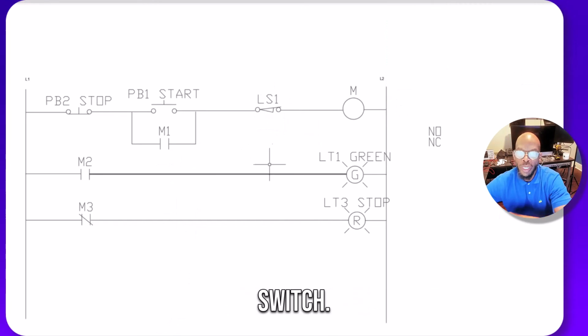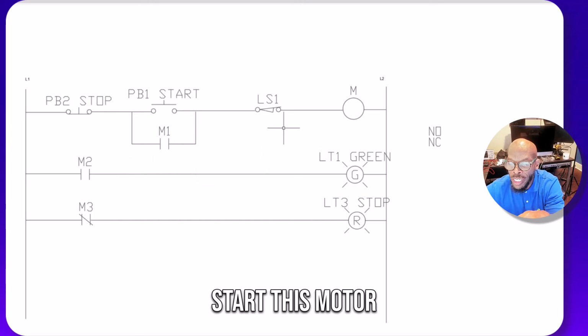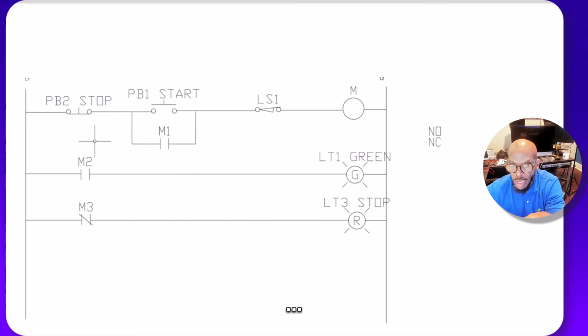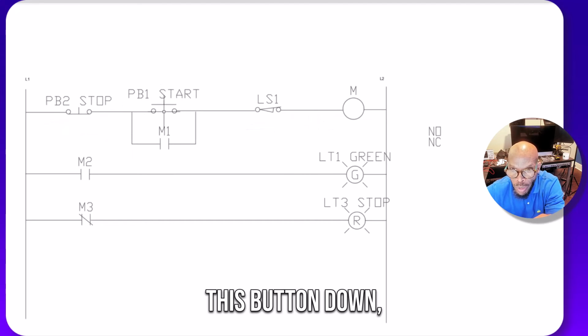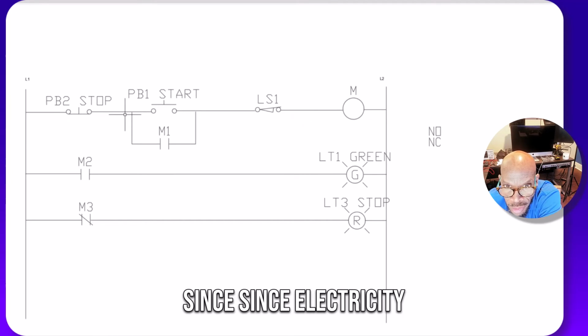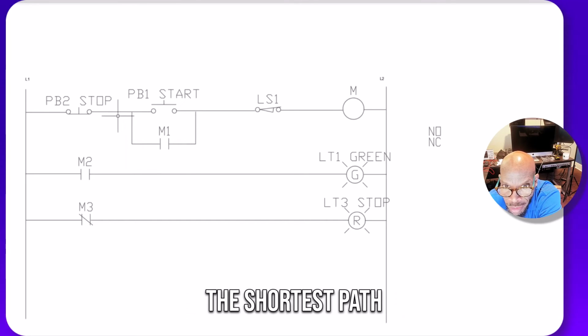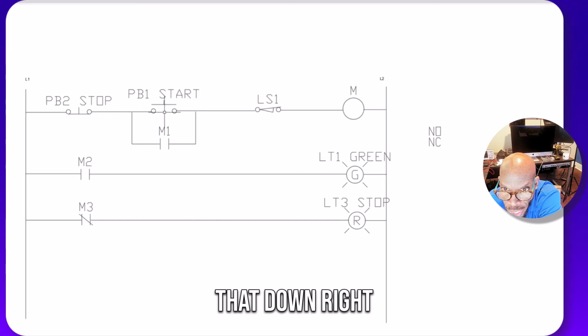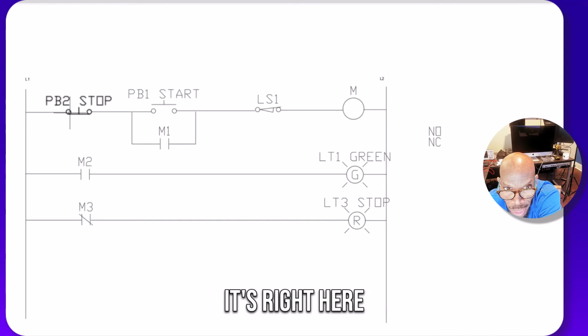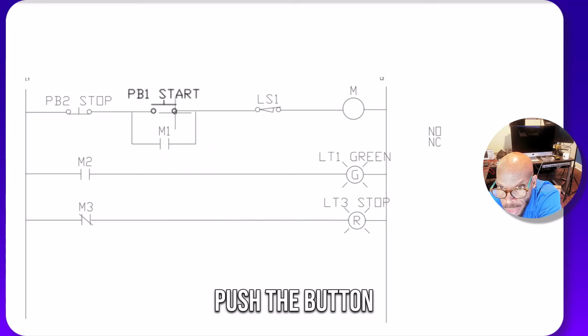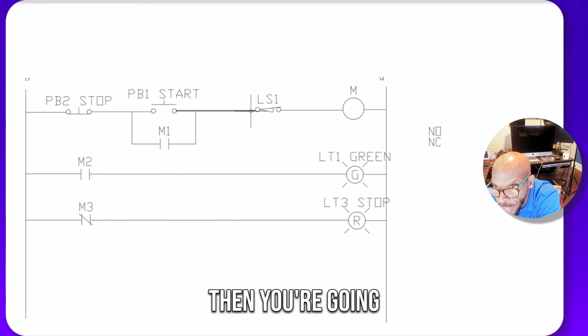You got this limit switch. So when you start this motor, in the state that it's in now, when you push this button down, since electricity likes to go through the path of least resistance, it's going to go across here because that's closed. So you're going on right here. Push the button, going on right here. Then you're going through the limit switch.